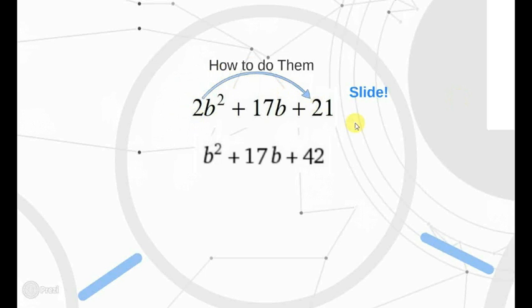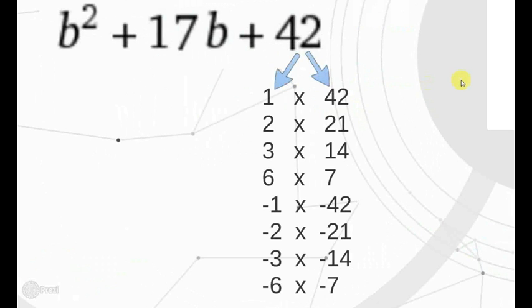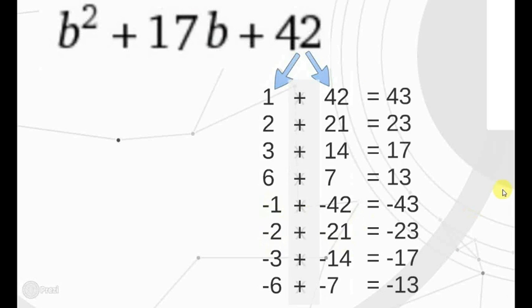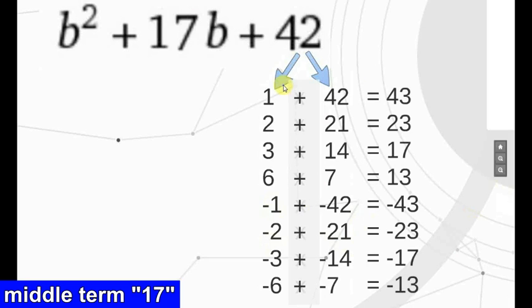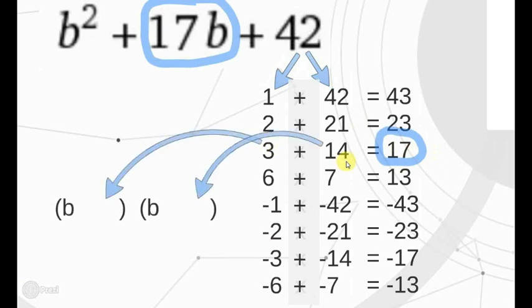Okay, next thing you do is you treat it just like a regular quadratic. So I'm going to circle 42, and then I'm going to write down its factors. Don't forget the negative factors as well. Those are important. And then I'm going to add those factors together, and I'm going to try and match the middle term of the original expression with the 2 factors that add together to be 17. And then I can rewrite these values, 3 and 14, into a regular quadratic answer key format.